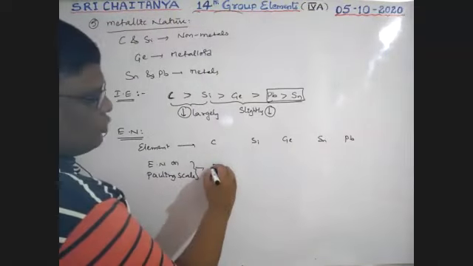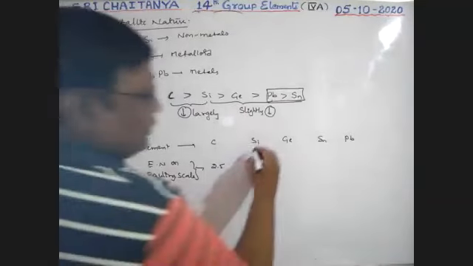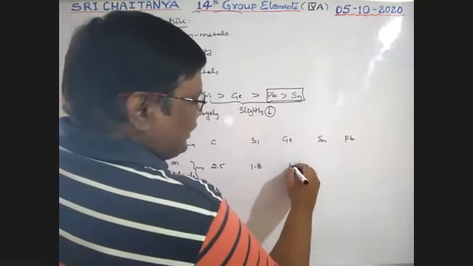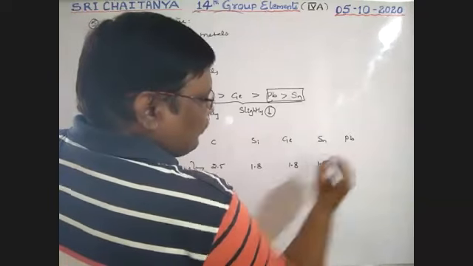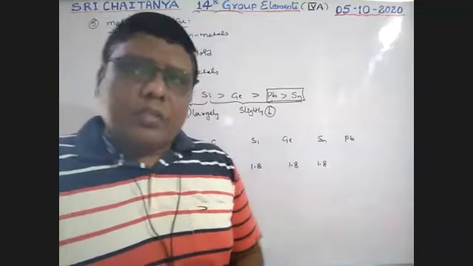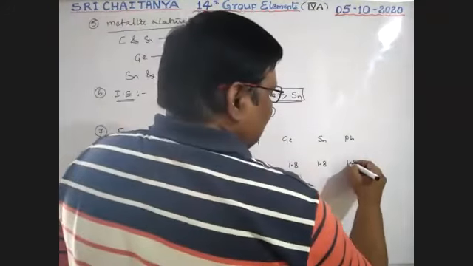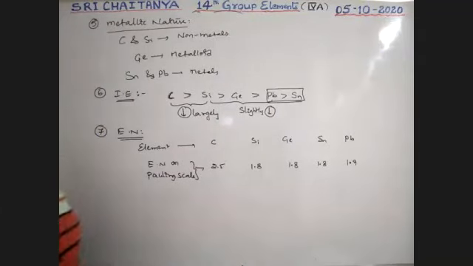Carbon has 2.5 electronegativity. These three elements have 1.8, 1.8, 1.8. That means silicon, germanium, and tin have almost exactly the same electronegativity. Lead has 1.9. Okay, so this is the order, boys.